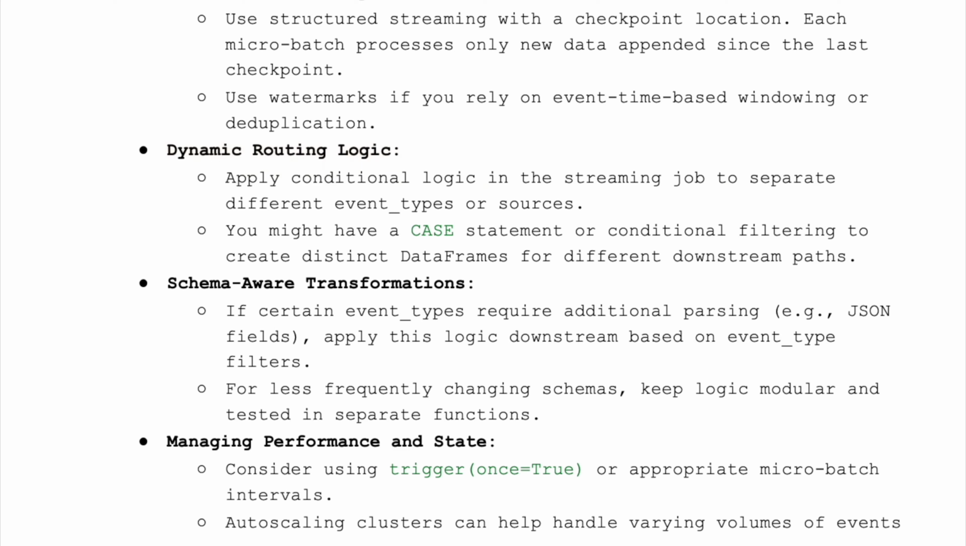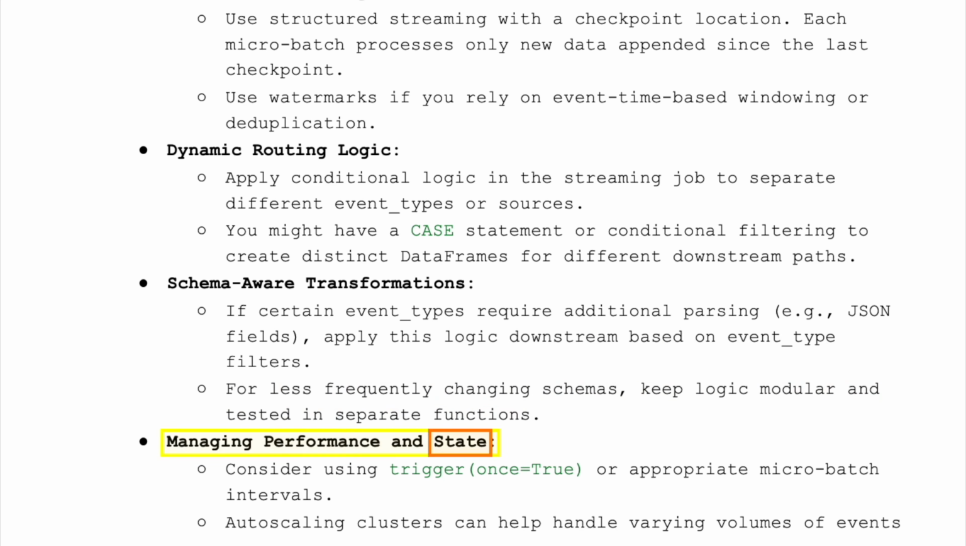Dynamic routing logic. Apply conditional logic in the streaming job to separate different event_types or sources. You might have a case statement or conditional filtering to create distinct data frames for different downstream paths. Schema-aware transformations. If certain event_types require additional parsing, for example, some fields, apply this logic downstream based on event_type filters. For less frequently changing schemas, keep logic modular and tested in separate functions.